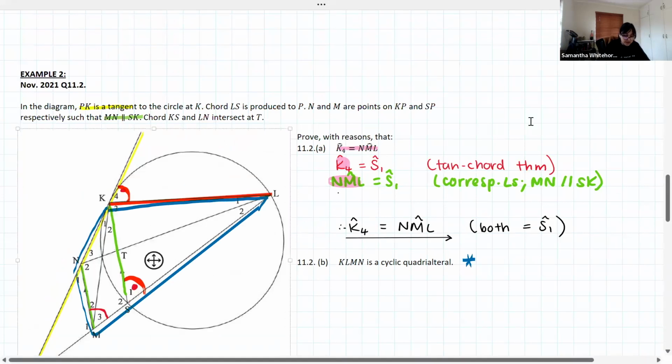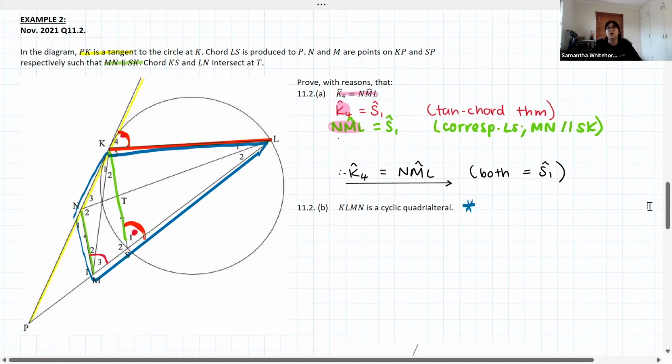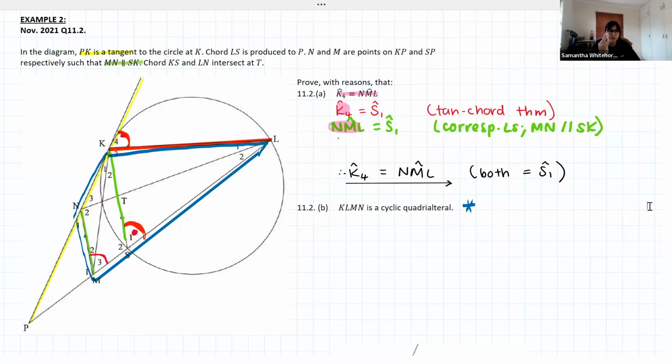We can very clearly see that it is not on the circle, so we can't automatically say it's cyclic. We have to prove it. Now, there are three ways to prove a cyclic quad. Either you need to show that the exterior angle is equal to the opposite interior angle, or you need to show that two of your opposite interior angles add up to 180, so are supplementary. Or three, you need to show that angles in the same segment are equal.